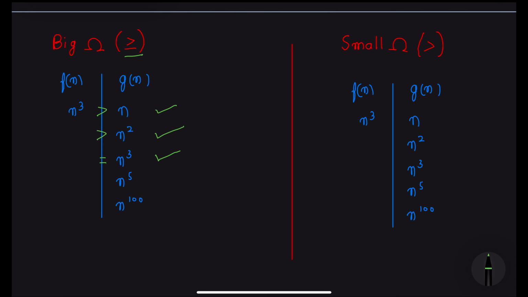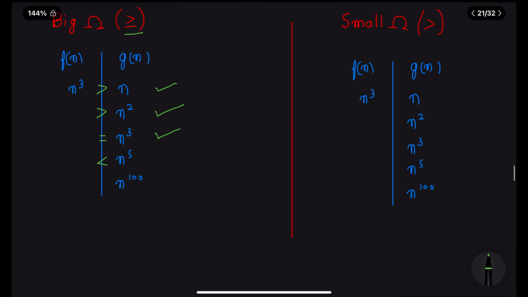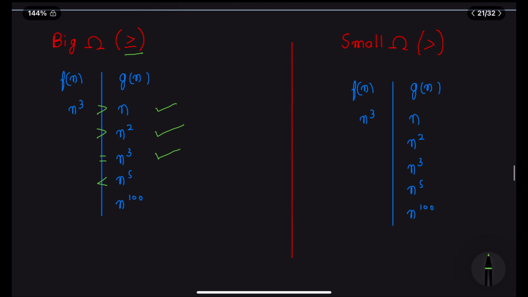Next we have n raised to the power 5, so this will not be big omega because n cube is not greater than it, it will be smaller than n raised to the power 5. So this is not big omega. Next we have n raised to the power 100, which is also greater than n cube, so this will also not be big omega. These two are not big omega.